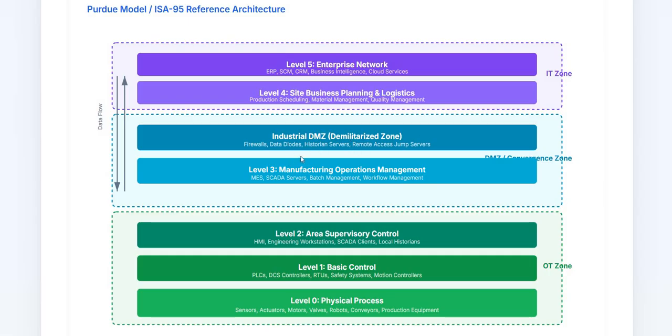These layers exist to control data movement. Instead of allowing free traffic between business systems and machines, traffic passes through controlled gateways. Firewalls, historians, and jump servers sit here to limit exposure while still allowing information to move forward.